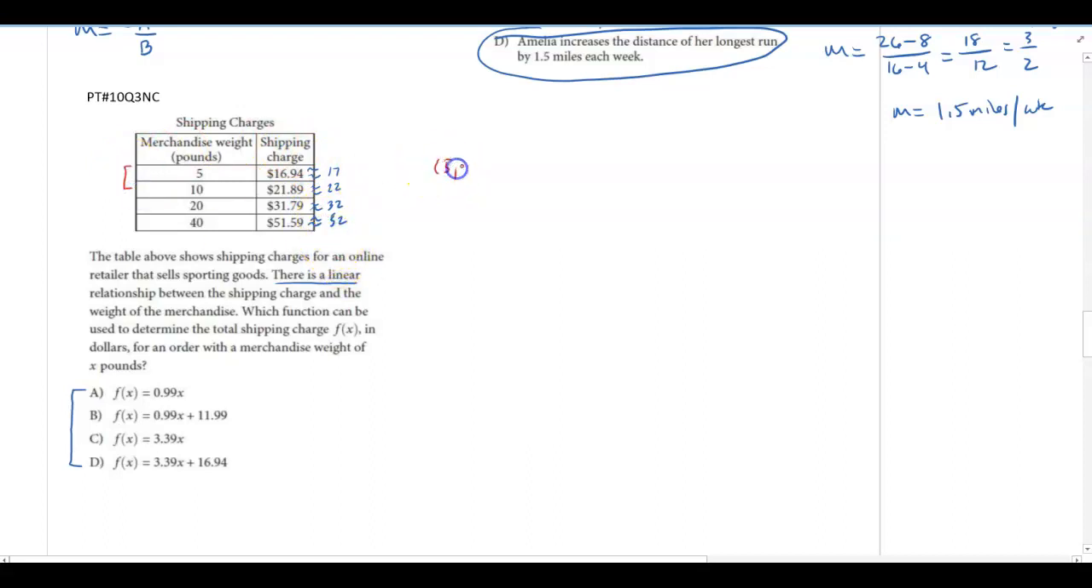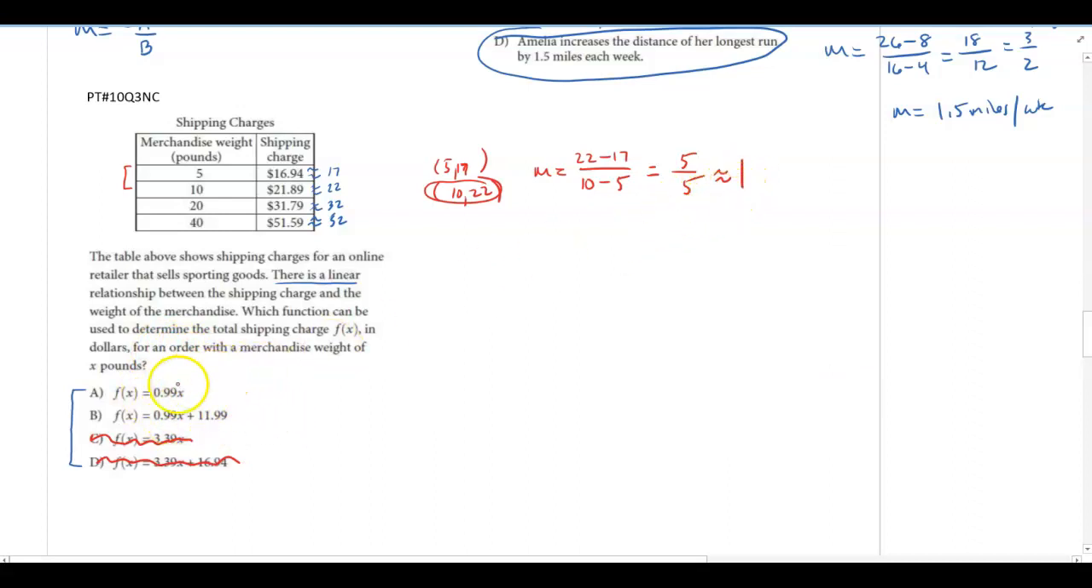So I have the ordered pair 5, 17, and 10, 22. So right away, my slope would be 22 minus 17 over 10 minus 5. That means this would give me 5 over 5, or about a slope of 1. What answers can I eliminate just by that? My slope isn't even remotely close to 3.39, so C and D are gone. So now I have to determine between A and B because 0.99 is really close to 1.